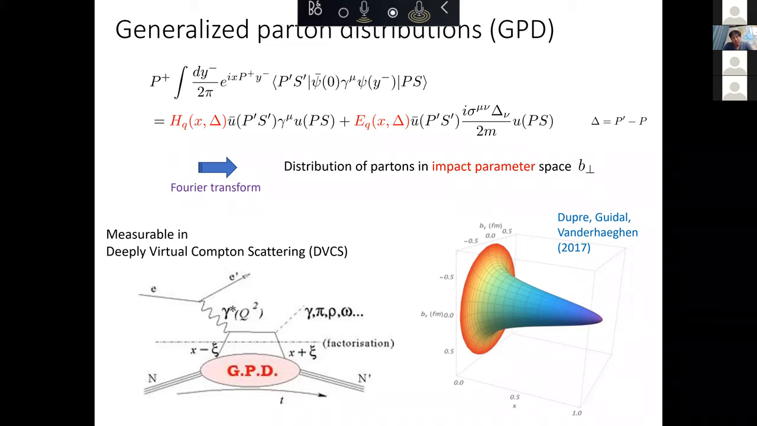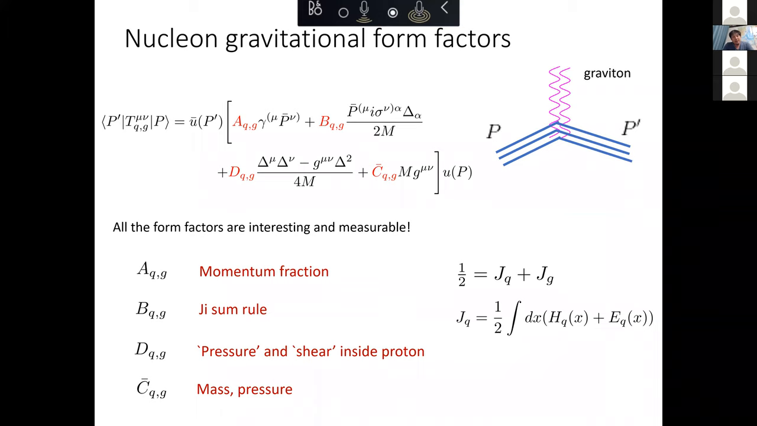And there is a nice visualization of this B perp dependence as a function of x: the partons are more and more spread if you go to the small x region. And we can even extract this function in experiments using deeply virtual Compton scattering, DVCS. The basic feature of the GPD is the so-called nucleon gravitational form factor, which is basically, yes.